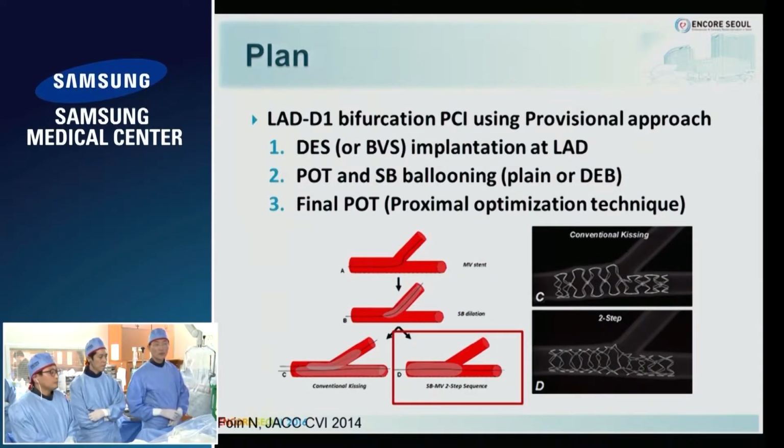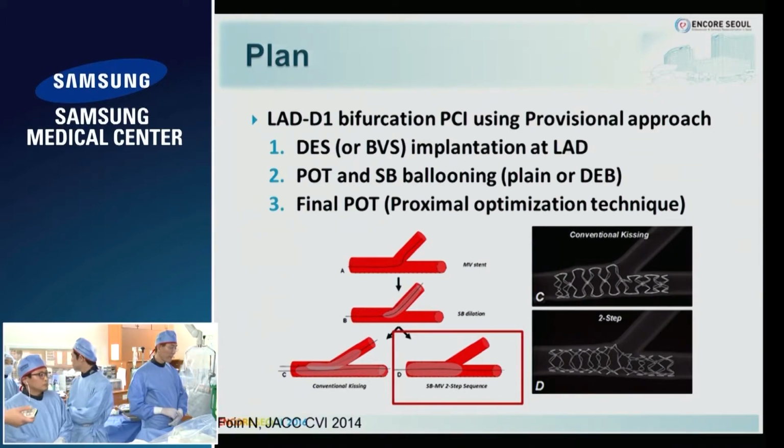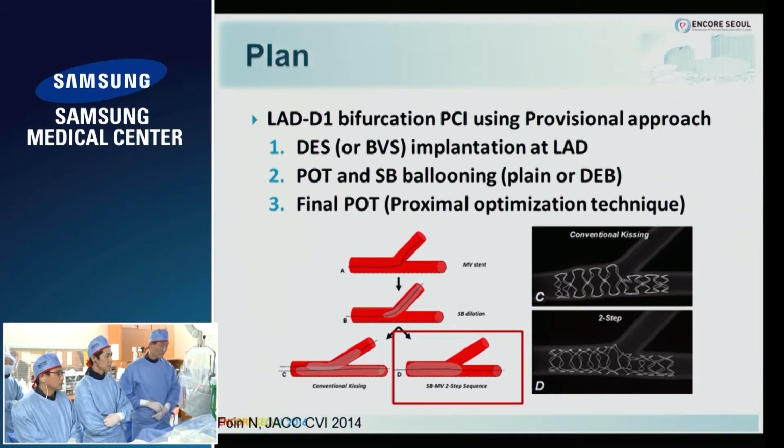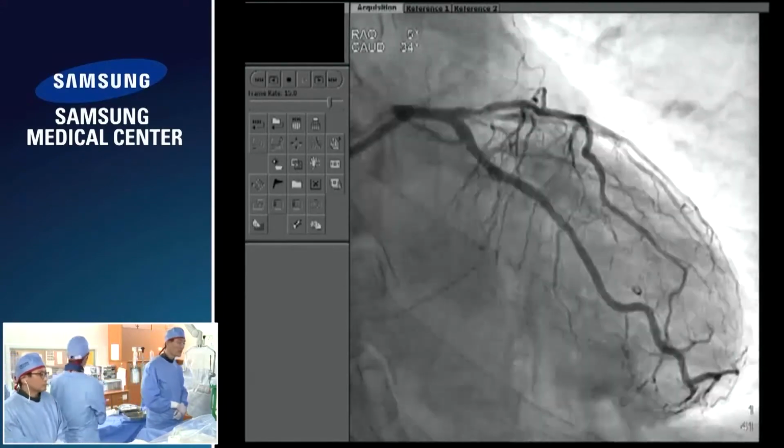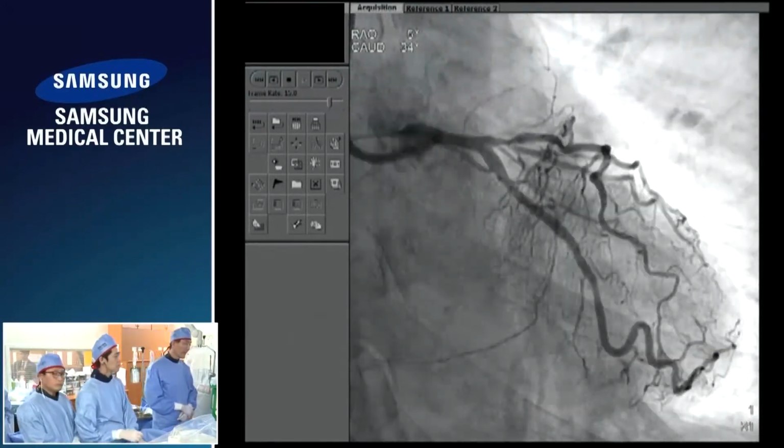So I'd like to show the angiogram today. Angiogram, please. Angiogram on the screen.